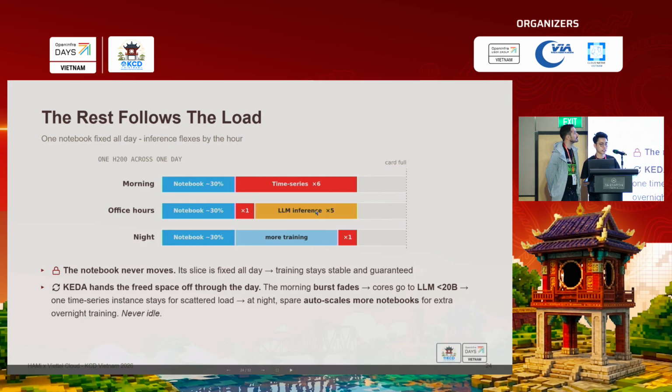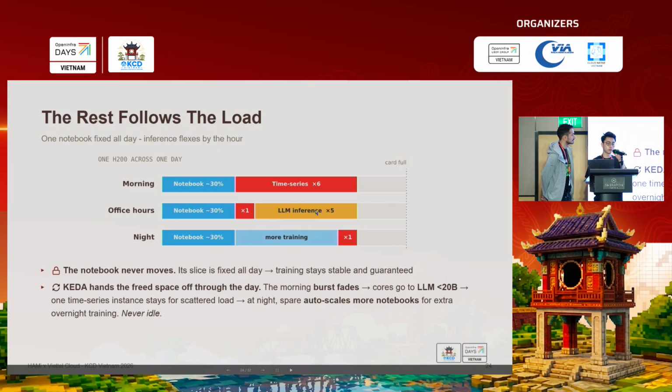The rest follows the load, because we fix the training job on the notebook all day. The rest, about 70% of the cores and 100 gigabytes of VRAM, we can use for inference or more training.